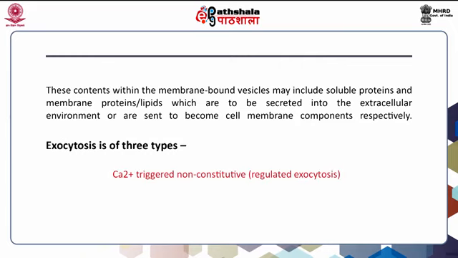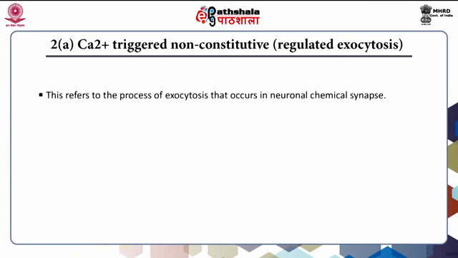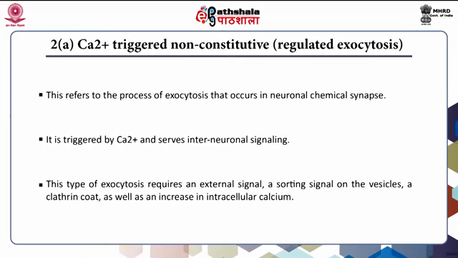They are calcium-triggered non-constitutive type, which is also known as regulated exocytosis, non-calcium triggered constitutive type and vesicular exocytosis. This refers to the process of exocytosis that occurs in neuronal chemical synapse. It is triggered by calcium and mainly serves as interneuronal signaling, that means between neurons. This type of exocytosis requires an external signal, a sorting signal on the vesicle, a clathrin coat, as well as an increase in intracellular calcium. That's why it is known as regulated exocytosis.